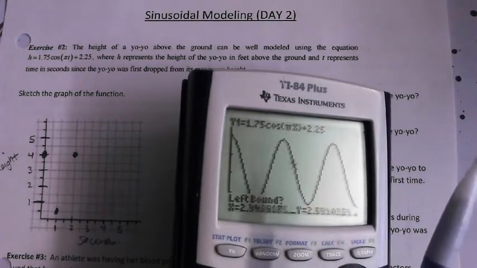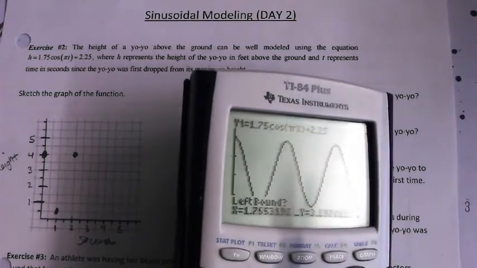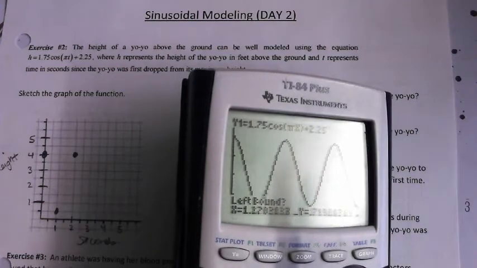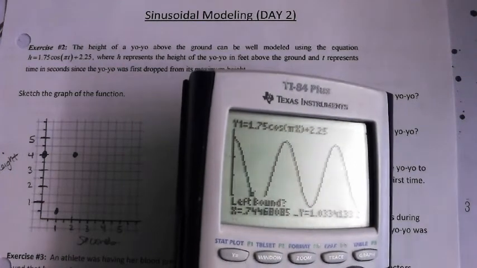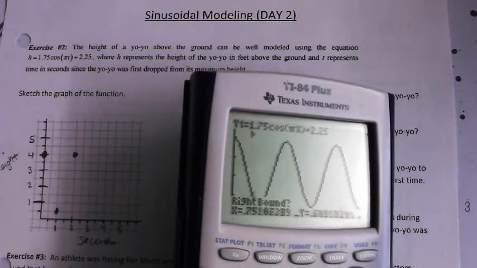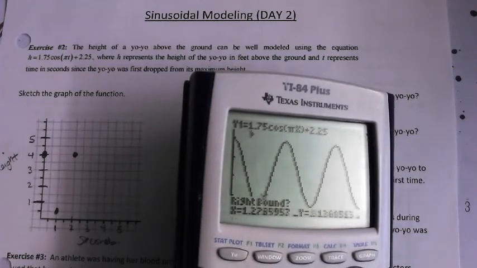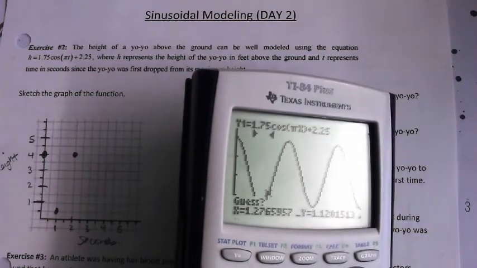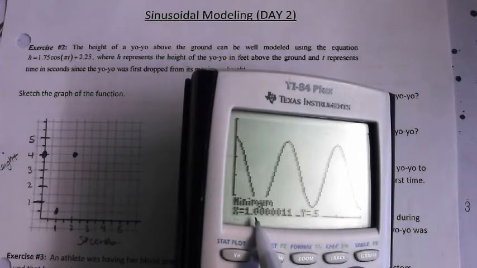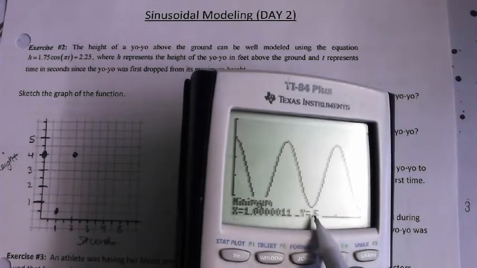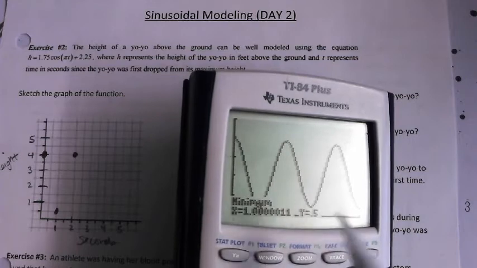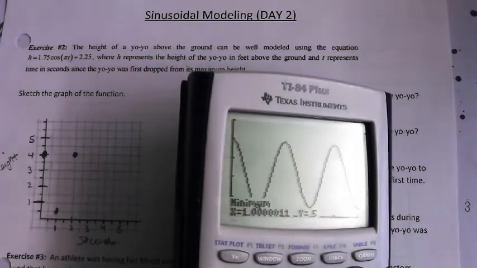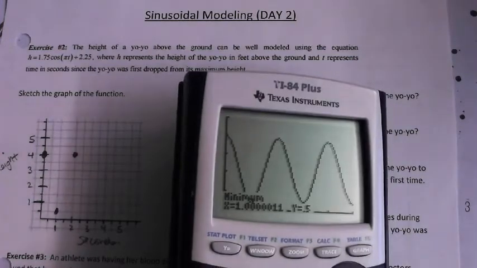So if I would bring my cursor all the way, it's asking for the left bound. I would bring my cursor all the way to the left, hit enter, bring it to the right, hit enter, and then guess, hit enter, and it's going to give me my minimum point, which is 1.5, which, again, our table luckily gave us that point.